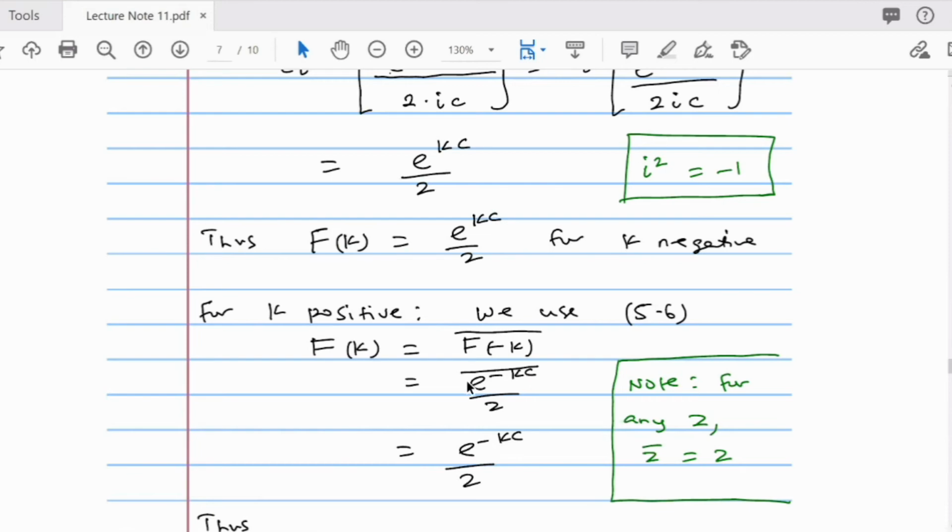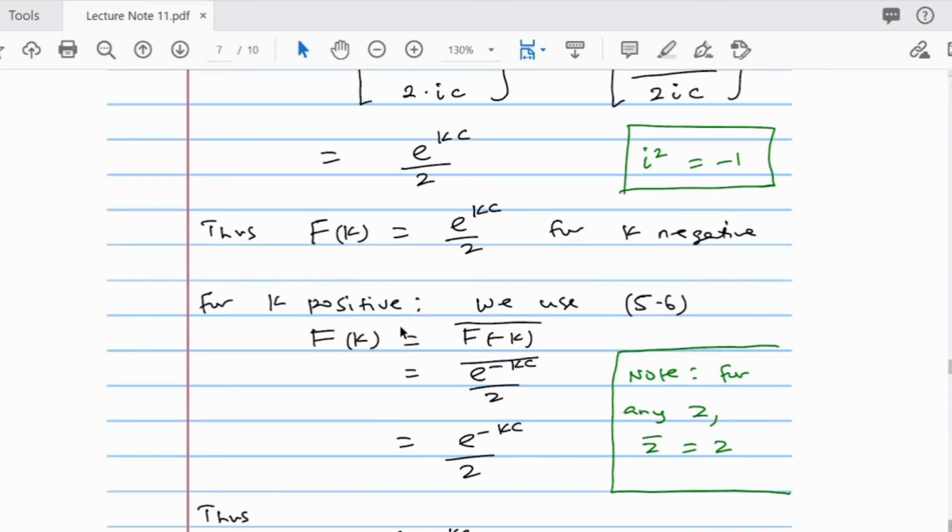Then find the conjugate. Because this is a real number, you must know the conjugate of a real number is the same as the real number. So I put a note here. Whenever z is a real number, z equals z conjugate. That is how to know a real number. For any real number, the conjugate is equal to itself. Because e to the power minus kc over 2 is a real number, it will be equal to its conjugate. Thus this is our f of k when our k is less than 0, which is negative.